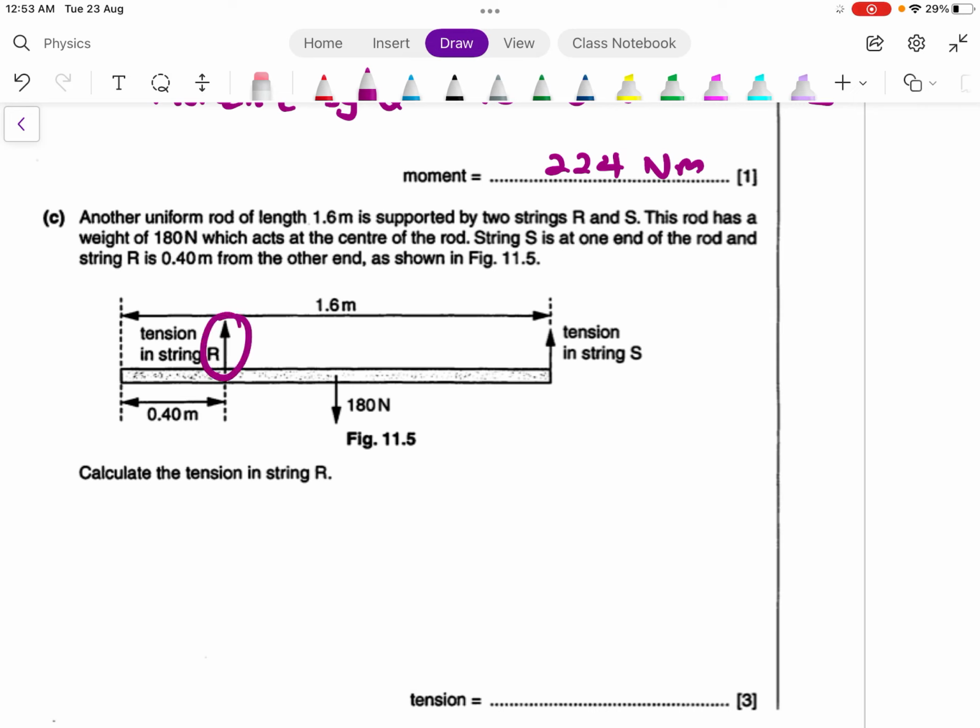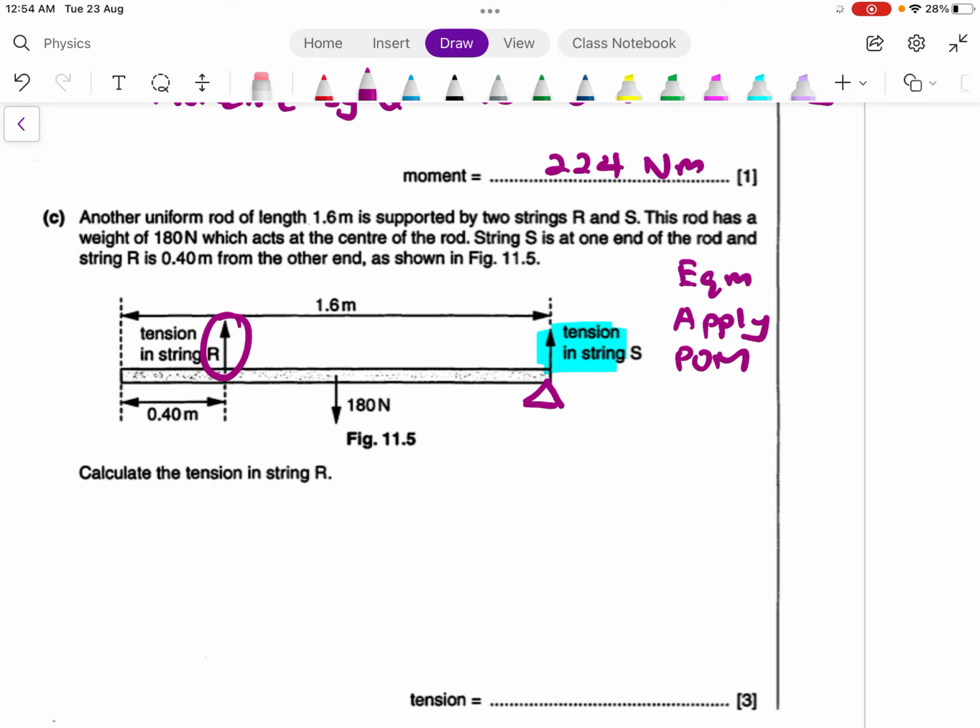Okay, so first thing first, of course, in every moment question, always put a pivot. There must only be one pivot. So for this, maybe I put a pivot here. Why do I put a pivot here? Because if I put the pivot here, the tension by the string S is not causing any moment. Then after that I can apply the principle of moment. Why I can apply the principle of moment is because the whole thing is not rotating, so it's in equilibrium. So I can apply the so-called POM.